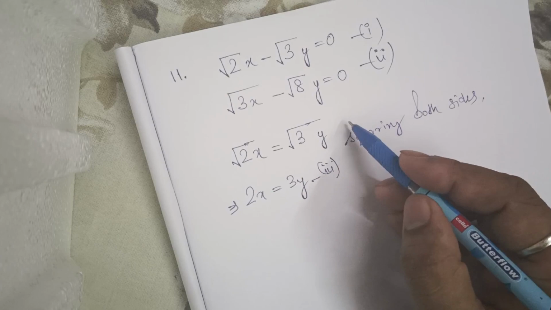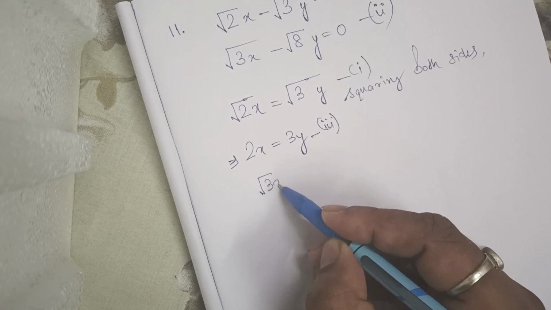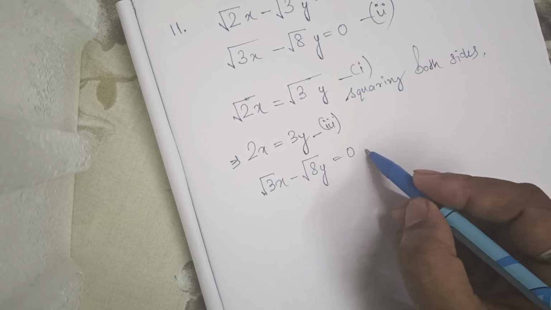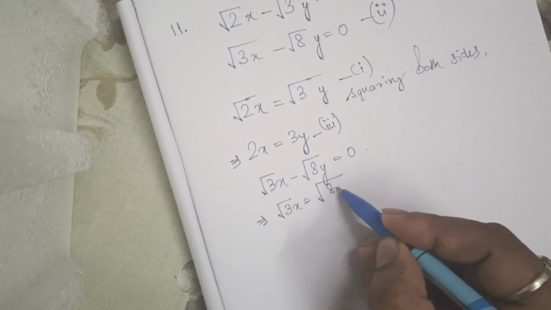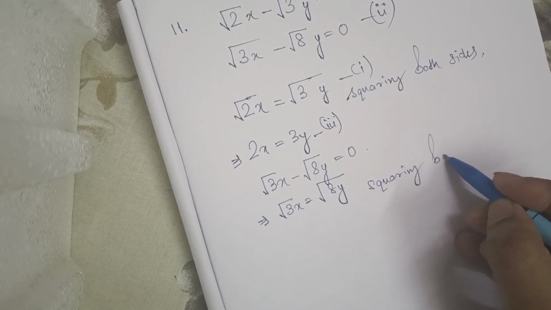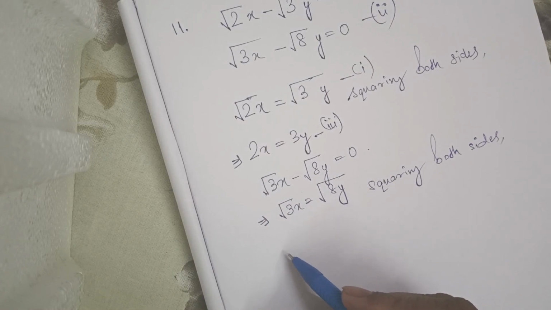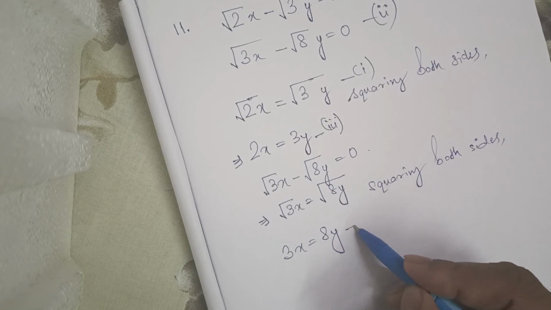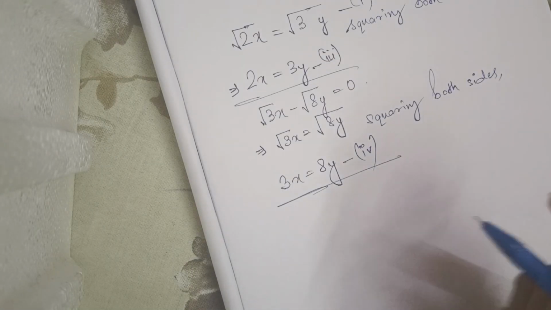Now for equation number 2, root 3x minus root 8y equals 0. Now squaring both sides, we get 3x equals 8y. We'll name it as 4. Okay, so equations 3 and 4 are ready to solve.